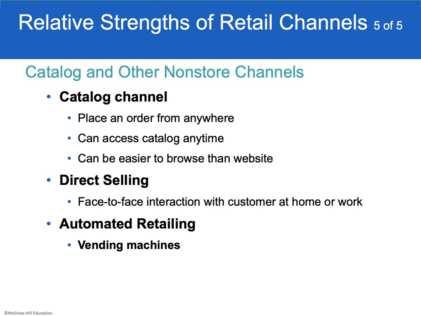The catalog can also be a hard copy, like IKEA for example. When you visit IKEA, they provide you a hard copy of their catalog which includes more information about their products, about delivery, about how to pay, all of that. It can also be easier to browse than a website. The catalog website.